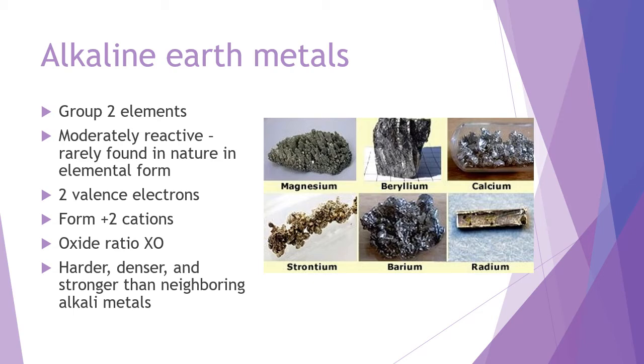The alkaline earth metals have two valence, or outside, electrons, and, like the alkali metals, like to give away these electrons in order to go down to a more stable core when they form an ion. Thus, the alkaline earth metals like to form +2 cations. The alkaline earth metals are much harder and more dense than their neighboring alkali metals.